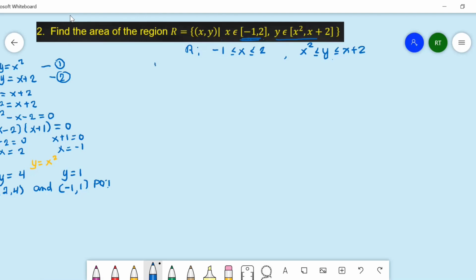Okay, let us now draw the region R. Consider this as the y-axis, and consider this as the x-axis. So the points of intersection are at 2, 4.